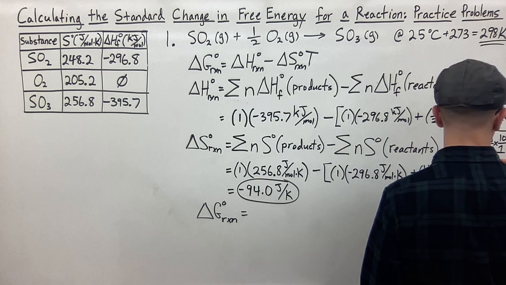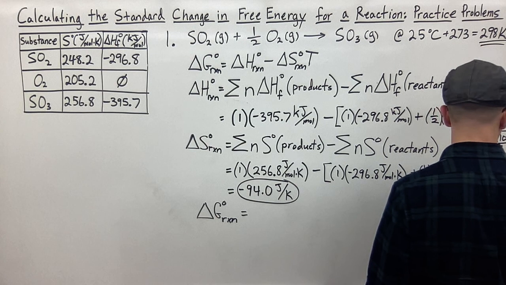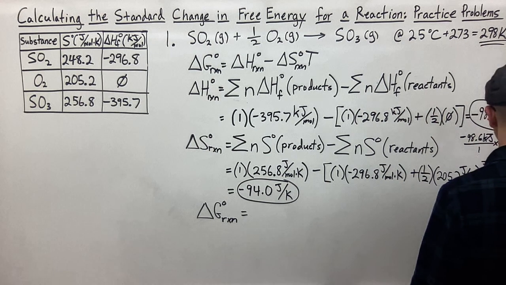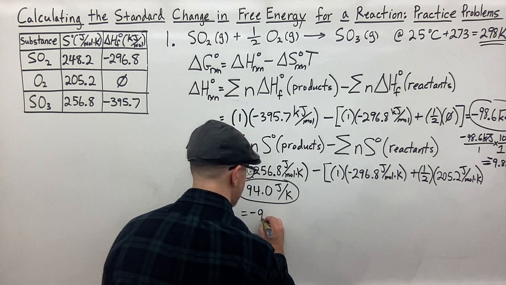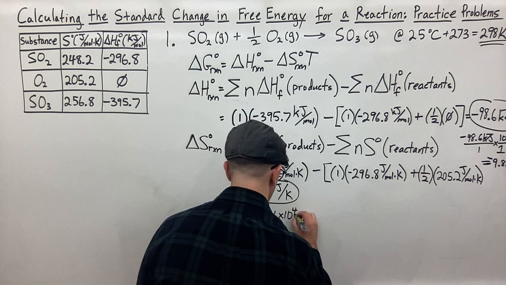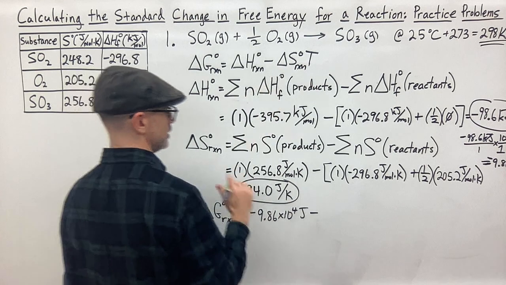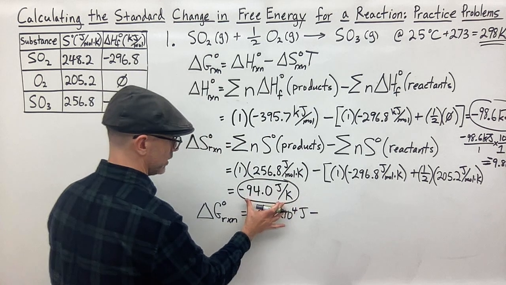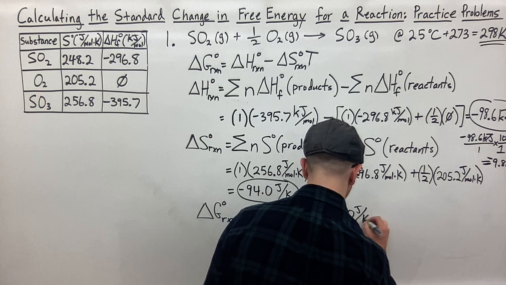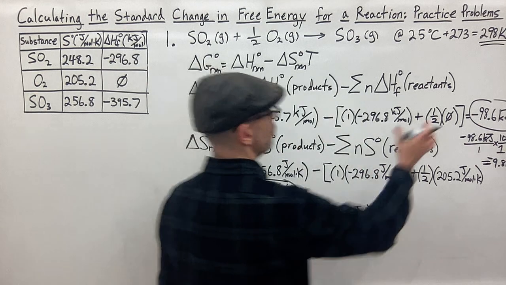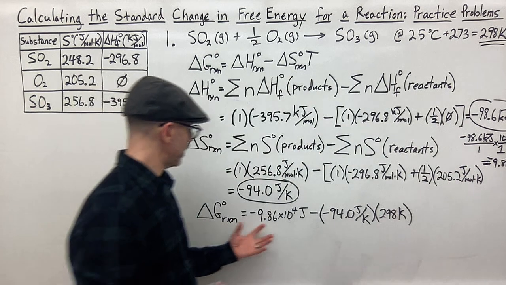So that's going to end up being equal to negative 9.86 times 10 to the 4 joules. So that's what I'm going to put here. I have a negative 9.86 times 10 to the 4 joules. And then I'm going to subtract my delta S reaction times temperature. I have my delta S there, so that's going to be minus a negative 94.0 joules per Kelvin, multiplied by the temperature, which is 298 Kelvin.